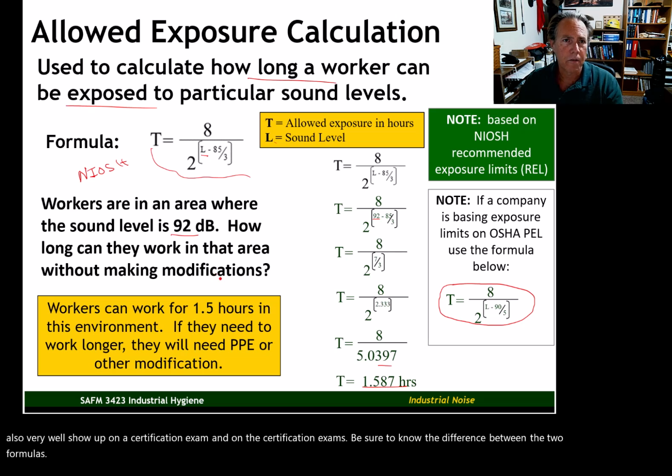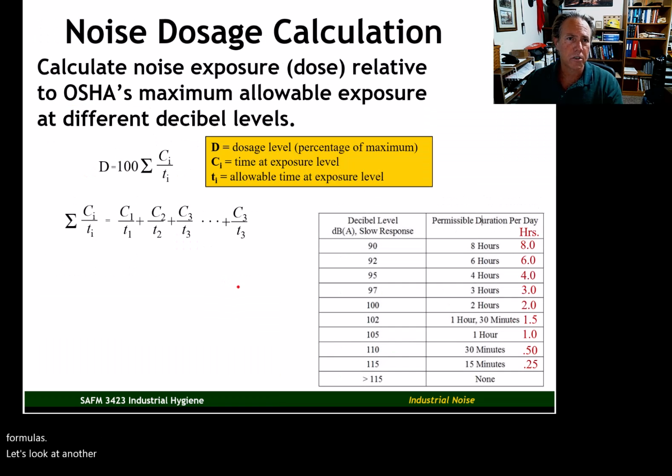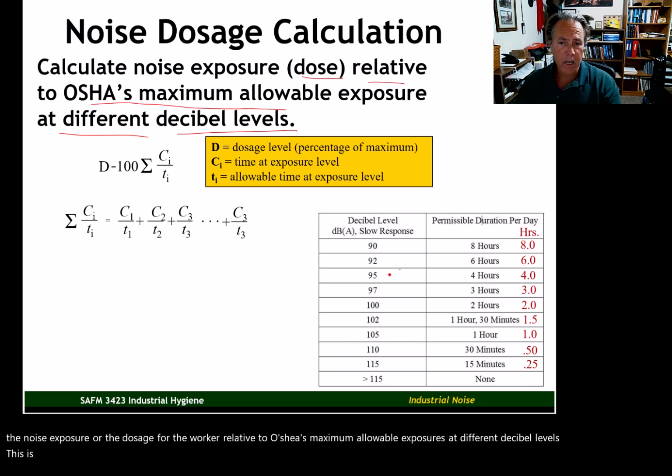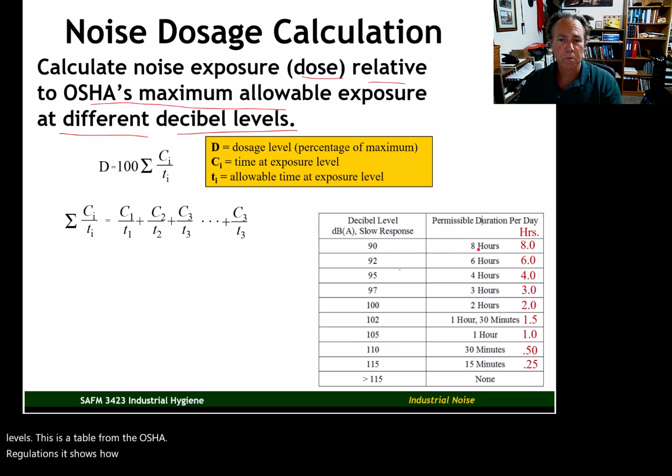Let's look at another exposure calculation that can be useful. This calculation, this formula, and this method allows us to calculate the noise exposure or the dosage for the worker relative to OSHA's maximum allowable exposures at different decibel levels. This is a table from the OSHA regulations. It shows how long workers can be exposed to different decibel levels.